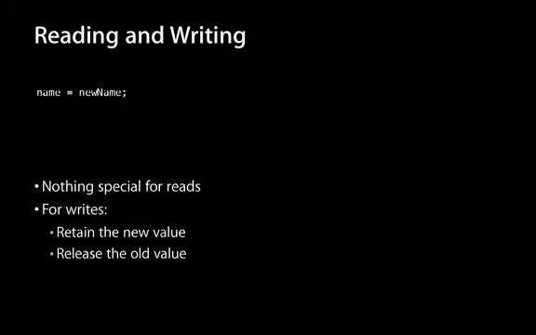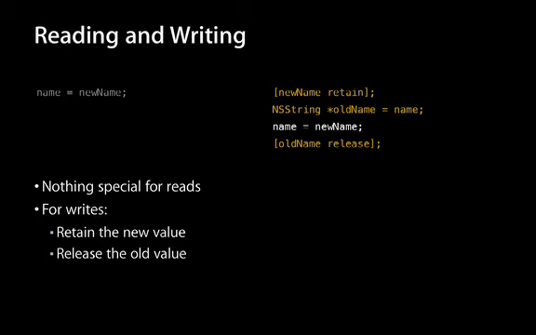So reading and writing, let's say you were to assign one variable to another. What does the compiler do? Well, it retains the new one, takes the old one, assigns the object, and then it releases the previous value. Again, really simple rules that the compiler can automate and enforce.